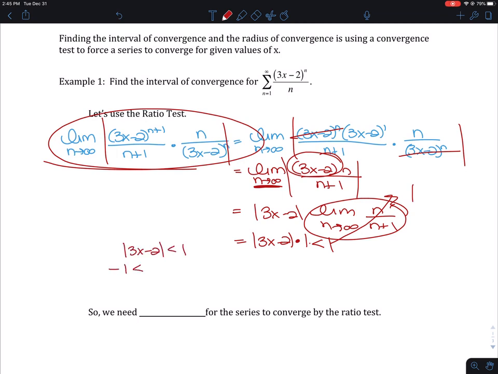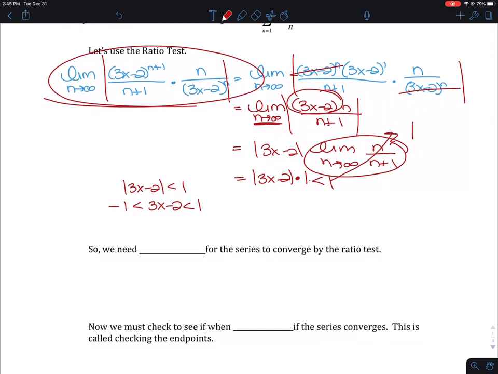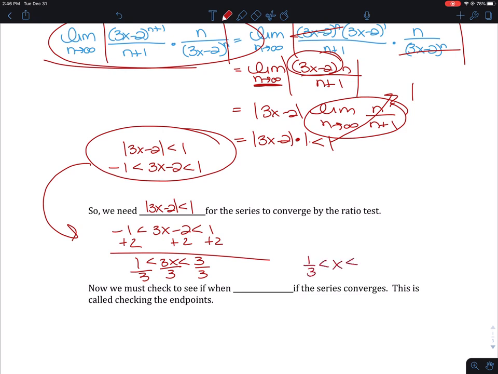So negative 1 is less than 3x minus 2, which is less than 1. Then I can solve. So add 2 to everybody. I get 1 less than 3x, which is less than 3. Divide everybody by 3. And then I get 1/3 is less than x, which is less than 1.